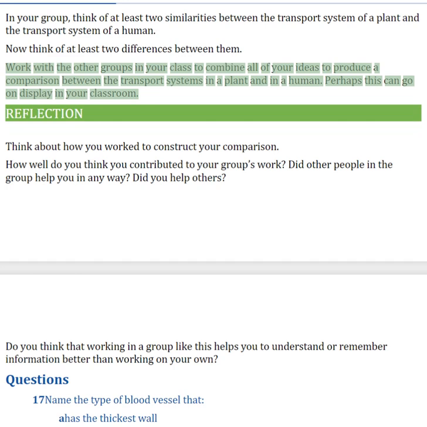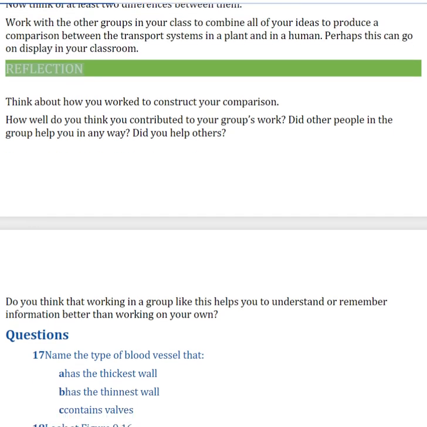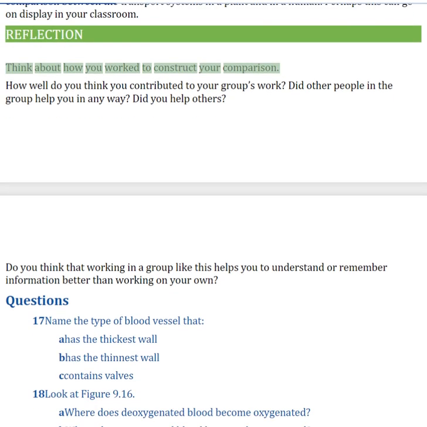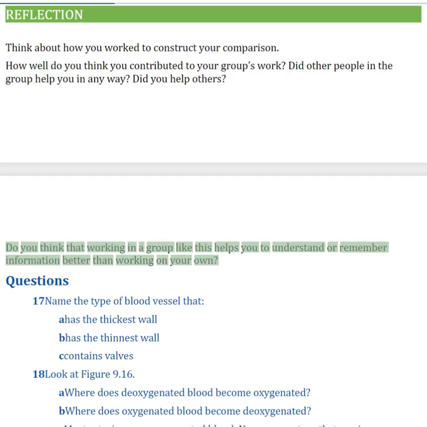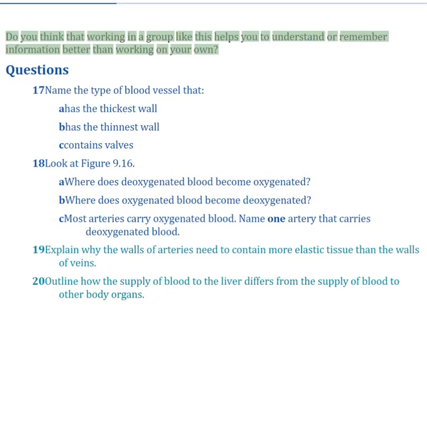Work with the other groups in your class to combine all of your ideas to produce a comparison between the transport systems in a plant and in a human. Perhaps this can go on display in your classroom. Reflection. Think about how you worked to construct your comparison. How well do you think you contributed to your group's work? Did other people in the group help you in any way? Did you help others? Do you think that working in a group like this helps you to understand or remember information better than working on your own?